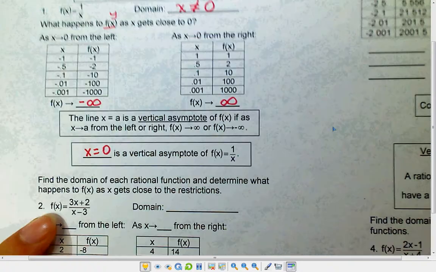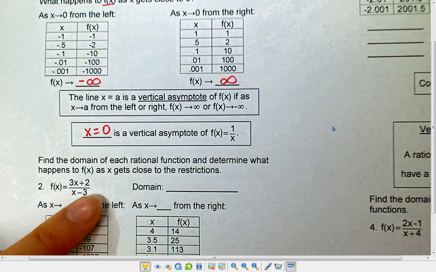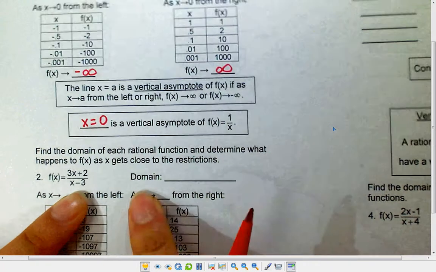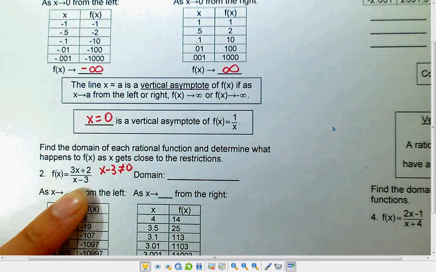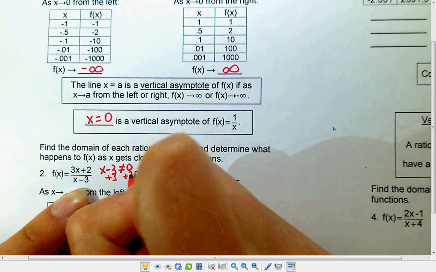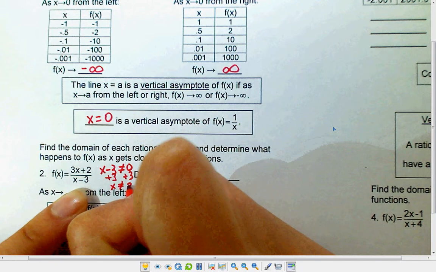So let's just take a look at number 2. For number 2, 3x plus 2 over x minus 3, we're going to start off by finding the domain. So we know the denominator cannot equal 0. So add 3 to both sides. We know that x cannot equal positive 3.